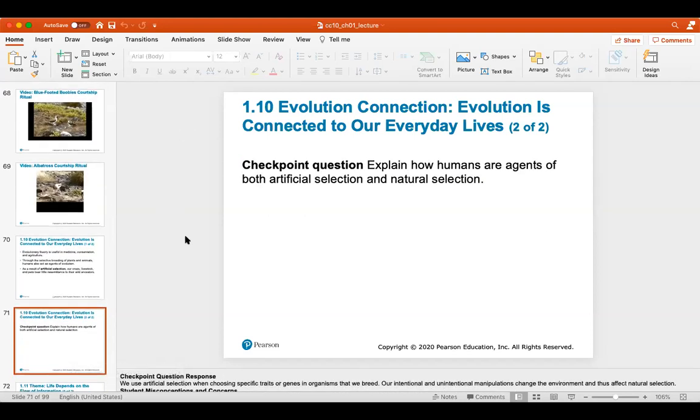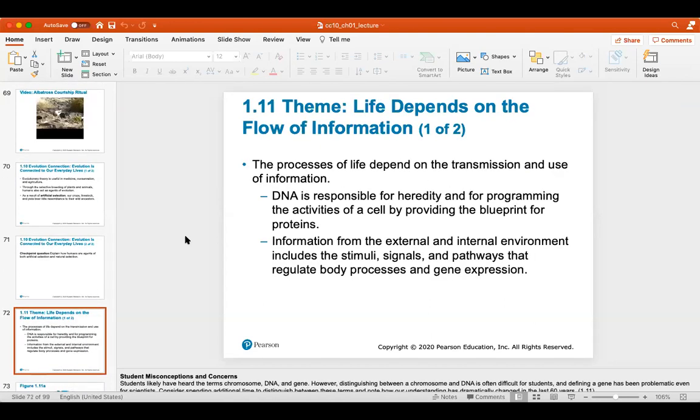Explain how humans are agents of both artificial selection and natural selection. We use artificial selection when choosing specific traits or genes in organisms that we breed, like plants or animals. That was ultimately done to try to provide or increase our food source, especially for developing countries. And our intentional and unintentional manipulations change the environment and thus will affect natural selection.